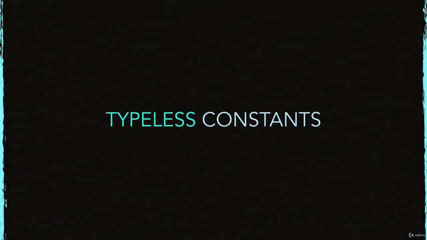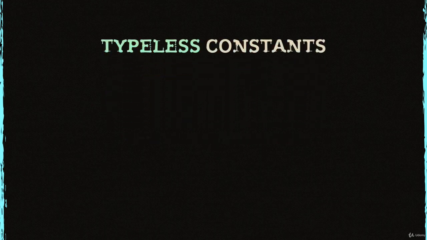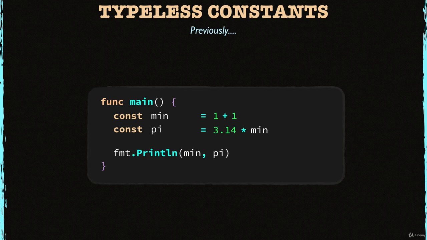Now it's time to talk about one of the most interesting features of the Go language. It's called untyped constants, or typeless constants. Let's get started. Let's take a look at this program. It's the same program from a previous lecture.